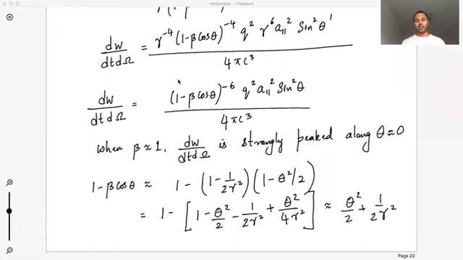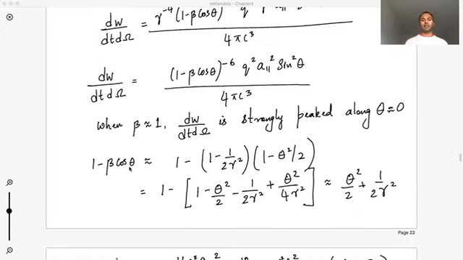I mean, this factor basically blows up if beta becomes equal to 1 and theta becomes equal to 0, because this factor goes to 0 and 0 to the power -6 is going to blow up, right? So let's Taylor expand this around cos theta equal to 0 and beta equal to 1, because that's where it's going to blow up. So I'm going to Taylor expand beta as 1 minus 1 over 2 gamma square. Again, you can check this. This is just a Taylor expansion around beta equal to 1.